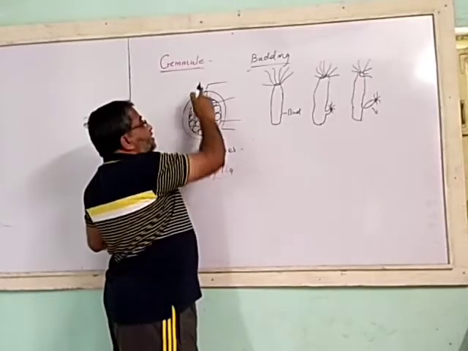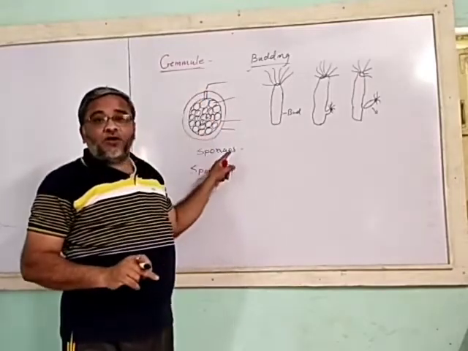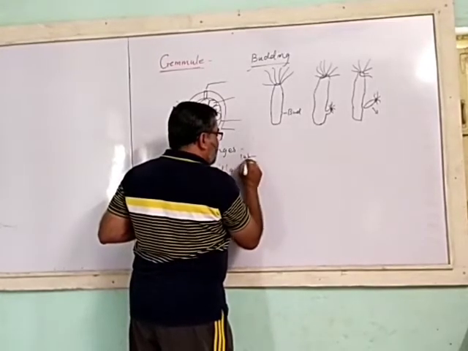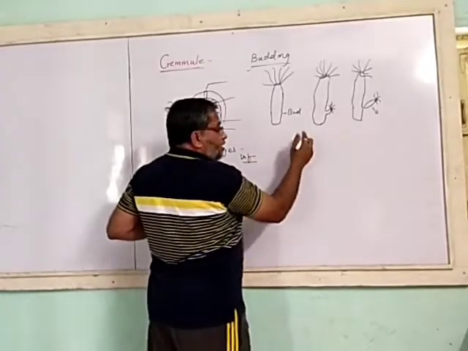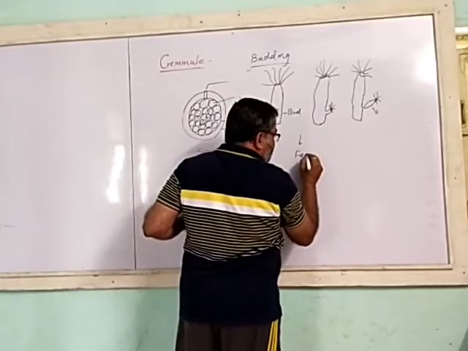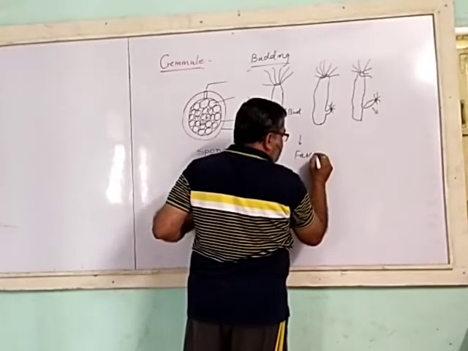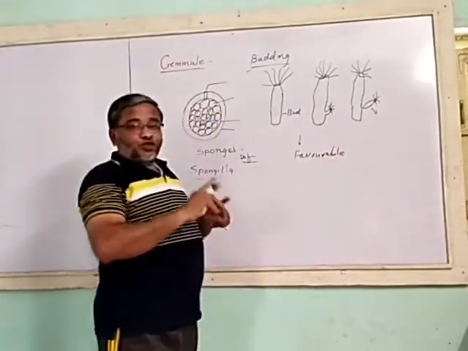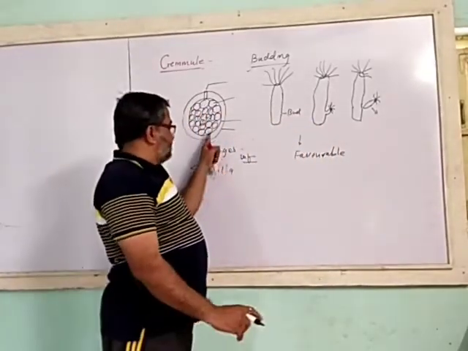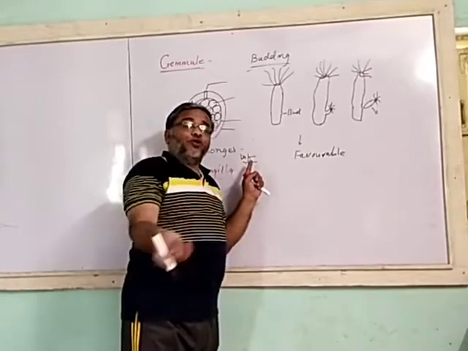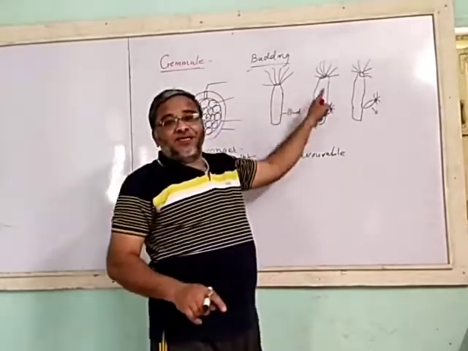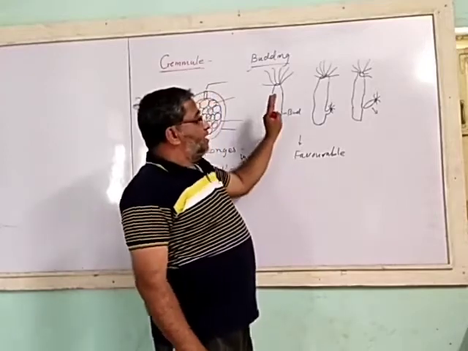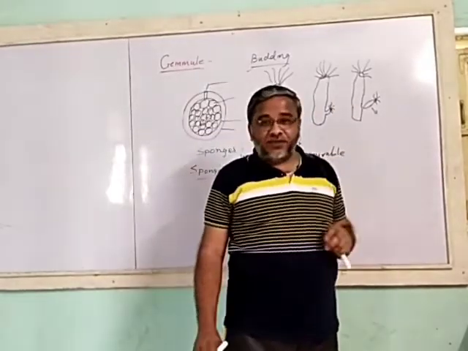In sponges, when gemmules are formed, it is in unfavorable conditions. Here, budding only takes place in favorable conditions. So there are contrasting things. Gemmule formation takes place in unfavorable conditions to restore life; budding takes place in favorable conditions. So generally hydra reproduces by the budding process.